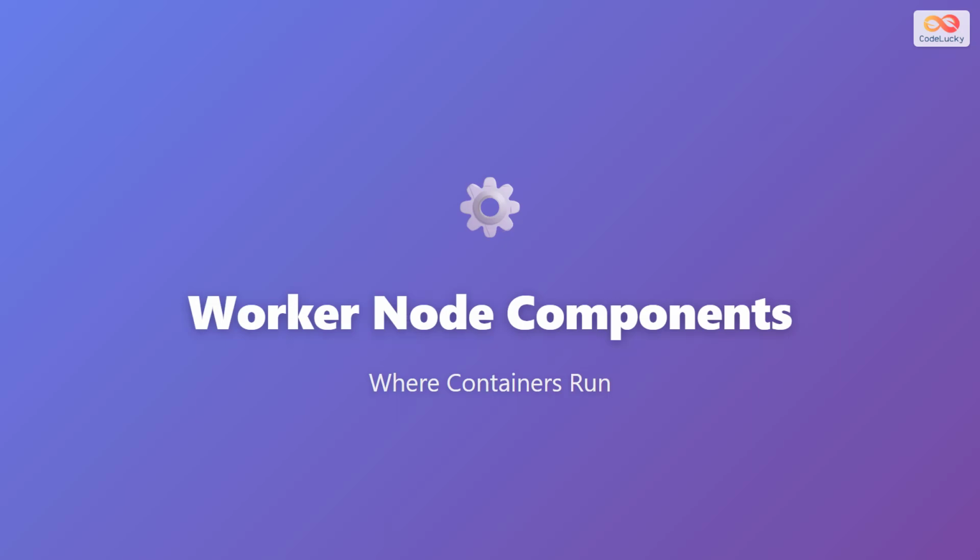Welcome to this lesson on worker node components. In Kubernetes architecture, worker nodes are where your containers actually run. These nodes contain three essential components that work together to make this happen: kubelet, kube-proxy, and the container runtime. Understanding these components is crucial for mastering how Kubernetes manages and runs your applications.